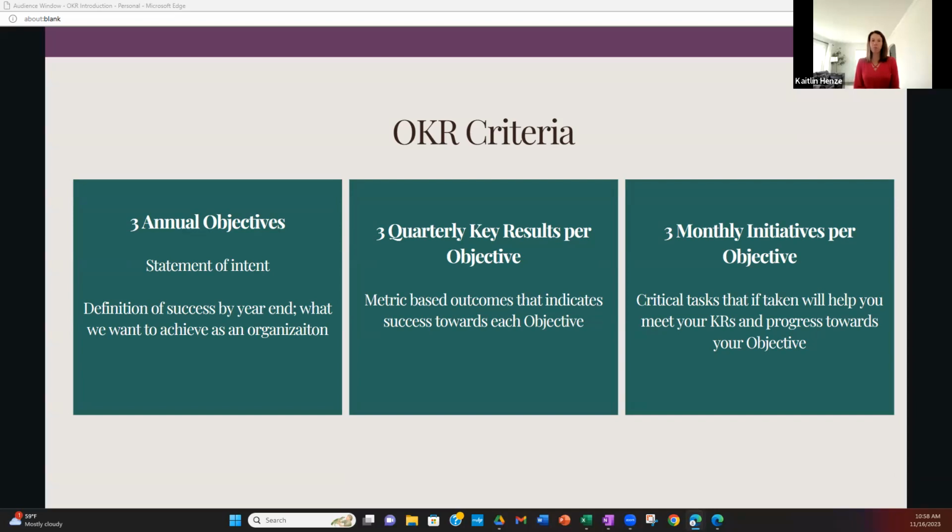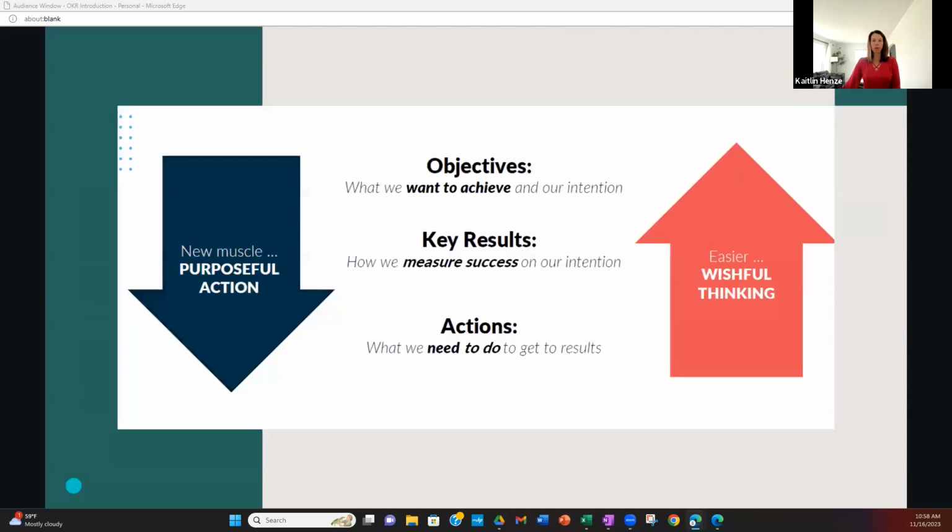Your key results are the metrics. Now, we will talk about output versus outcome here in a little bit, but the most important piece of your key results is that they are metrics that indicate success towards your objectives. So you want to be able to look at your metrics and get a pretty good idea of whether you're tracking to completing those objectives by the end of the year. And then the initiative piece are the actions, the projects, the tasks that your team decides to prioritize in order to meet your annual objectives.